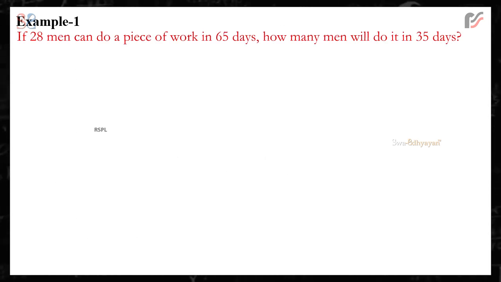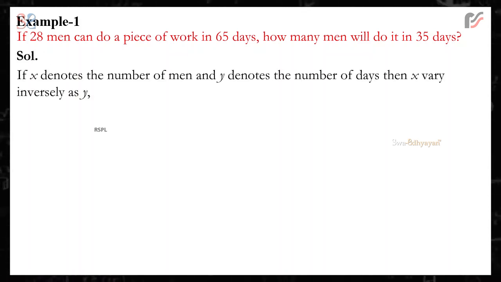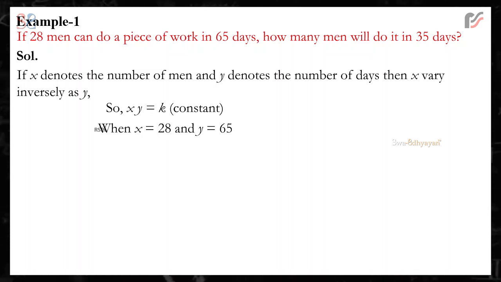Example 1. If 28 men can do a piece of work in 65 days, how many men will do it in 35 days? Solution. If x denotes the number of men and y denotes the number of days, then x varies inversely as y. So, xy is equal to k, constant. When x is equal to 28 and y is equal to 65, implies 28 into 65 is equal to k, or k is equal to 1820.